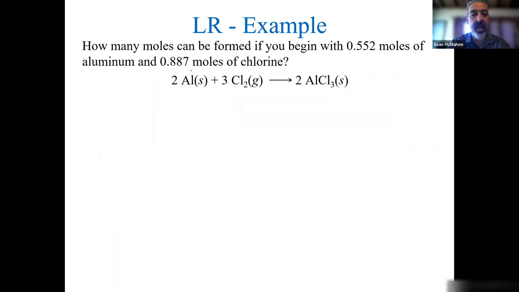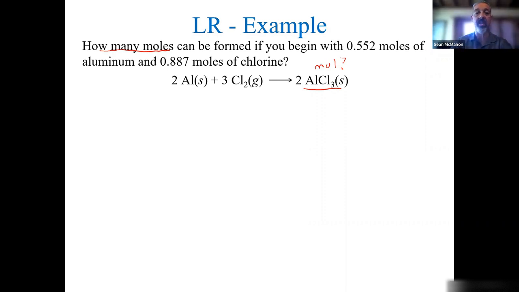So here's an example. How many moles can be formed if you begin with 0.552 moles of aluminum and 0.887 moles of chlorine? Now, they could word this a little bit better and say how many moles of aluminum chloride. But basically, I want to know how many moles of this I can produce. So right away, there's a balanced equation, and I want to know a quantity. So I know stoichiometry, okay? But in a limiting reactant problem, they'll give you 2 quantities to start with. So you essentially start with a double stoich.